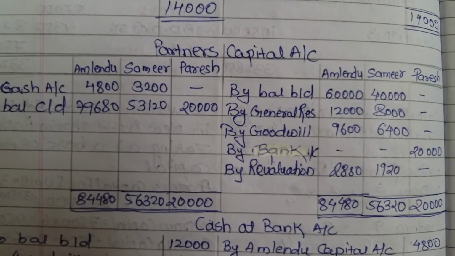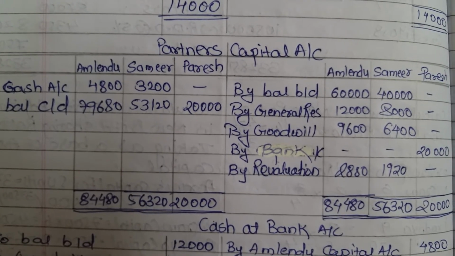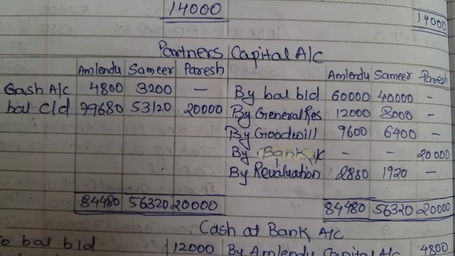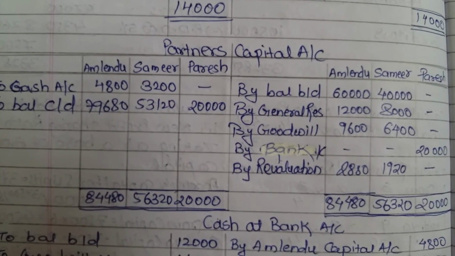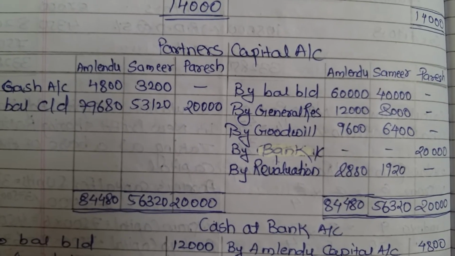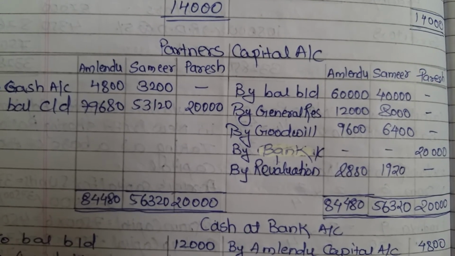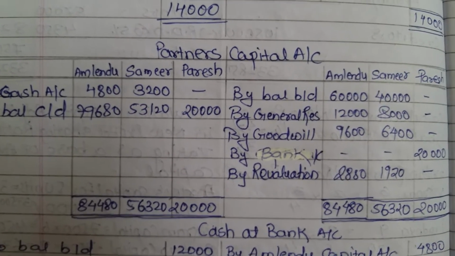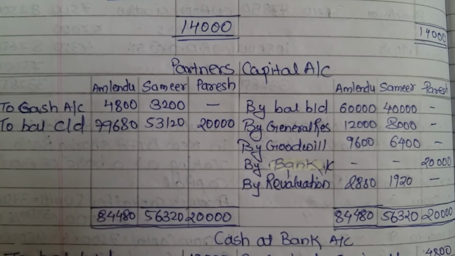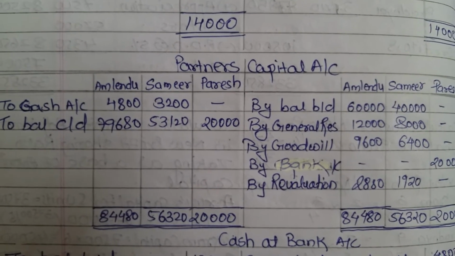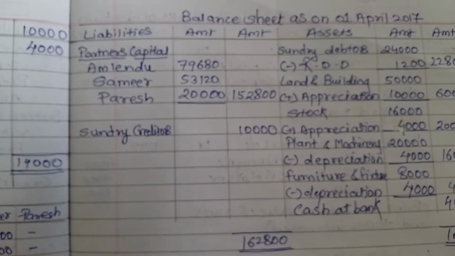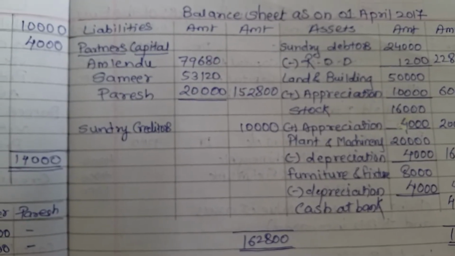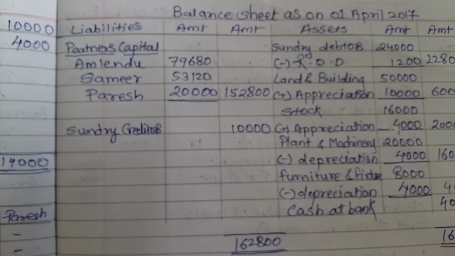Then Samir's credit total is 56,320. From this, minus 3,200, you will get 53,120. And Paresh, as a new partner, gives 20,000 as capital and his closing balance will be 20,000. So whatever balance we get, that will be transferred to the balance sheet. See, in the balance sheet, the partners' capital closing balances we have already mentioned.